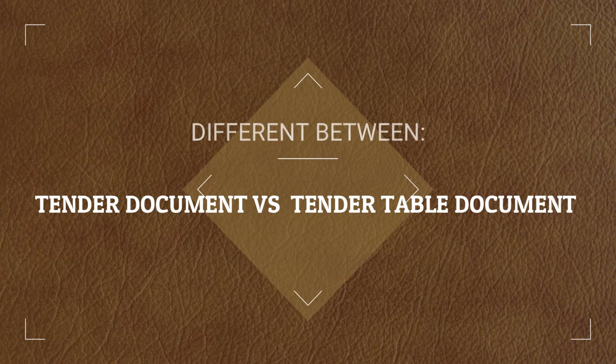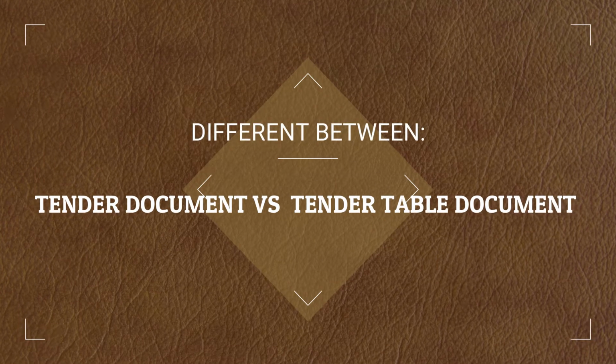Now, what is the difference between tender document and tender table document? A tender document is a set of documents sold to the contractor, but the tender table document is a set of documents displayed on a desk in a special room at the appointed time. The tender document is owned by the contractor, but the tender table document is a reference for the tenderer to get information and check documents before entering and submitting the tender.